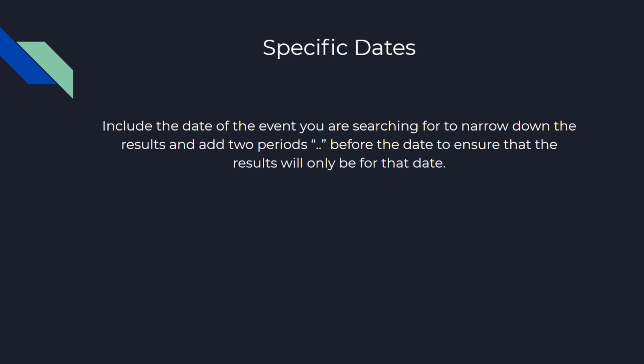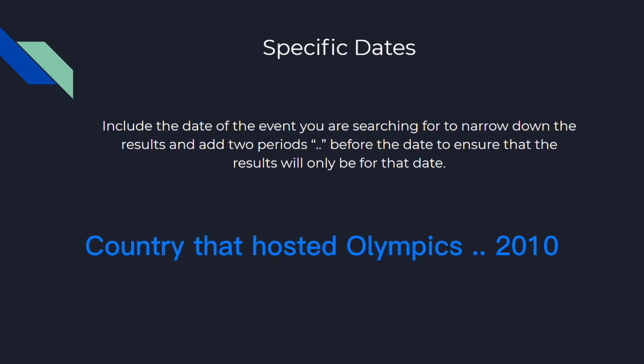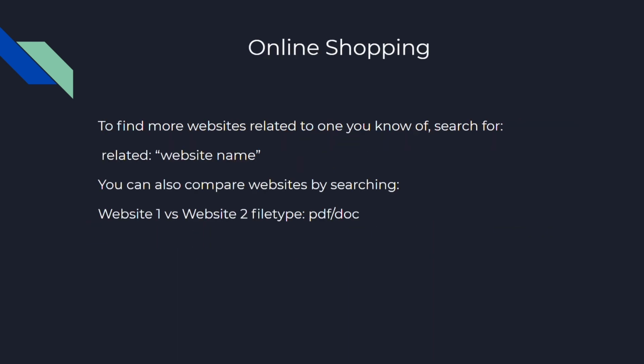If I wanted to search for an event from the last couple of years, I should include the specific date that it took place in. If I wanted to find information about the Olympics that took place in 2010, I would search country that hosted the Olympics 2010, with 2 periods in between Olympics and 2010. This helps Google narrow down your search results, and it won't show anything before or after that year.